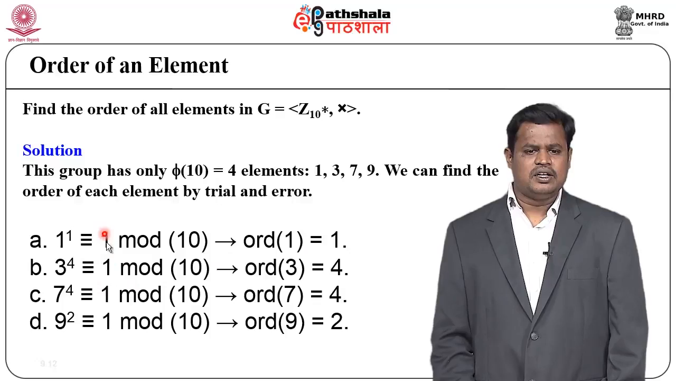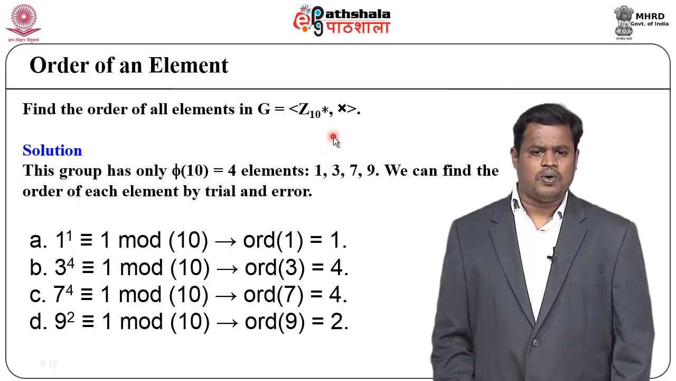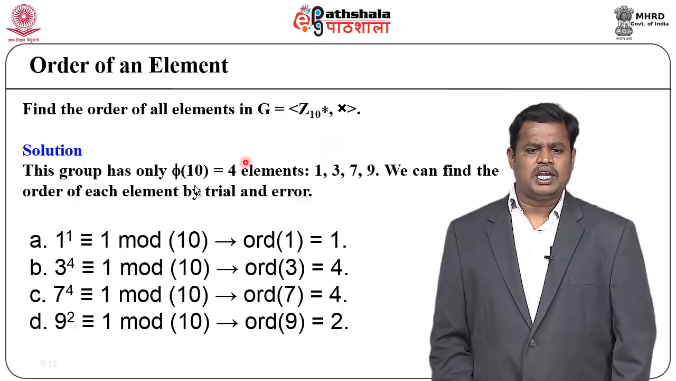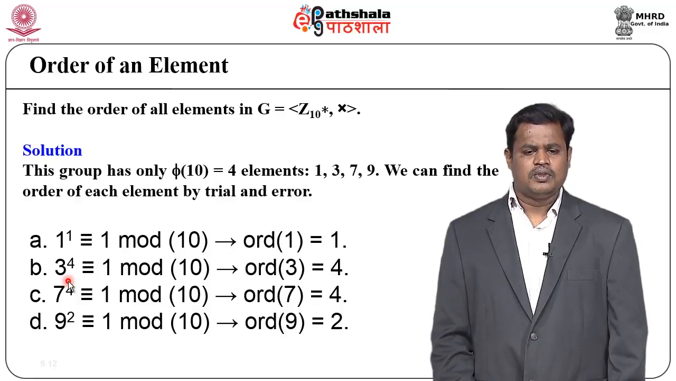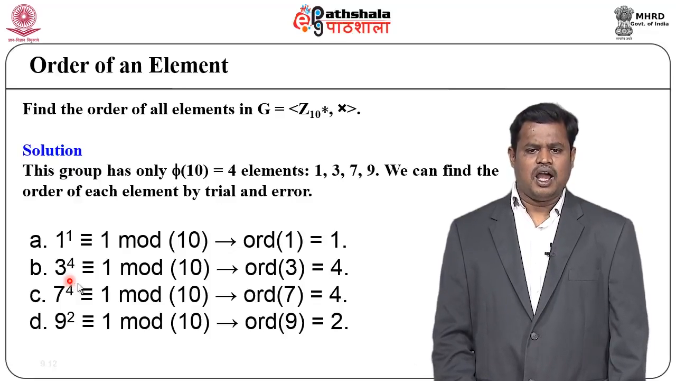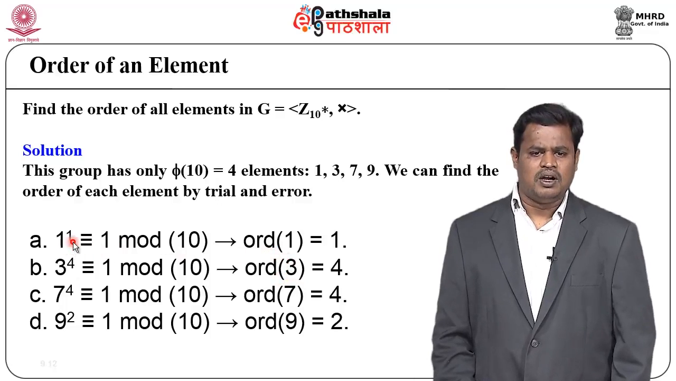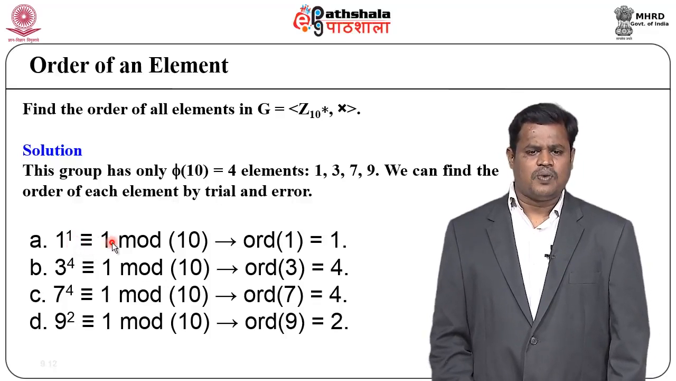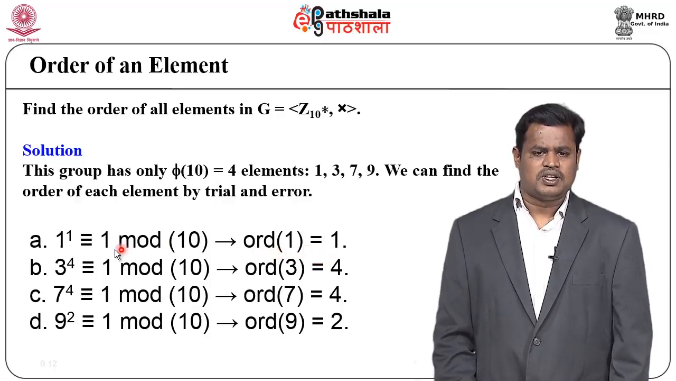The idea here is that I start with an element available in the group, with 1. Next I will go for 1 power 2, 1 power 3, 1 power 4, and keep on trying in a trial and error way. At one point of time I will get 1 as the answer for some power. Based on this I will find the order of the element. When an element to some power results in the congruence of 1, then that power is the order of the element. For example, the order of 1 is 1 because the power is 1.